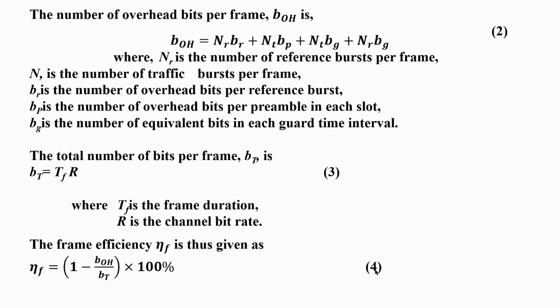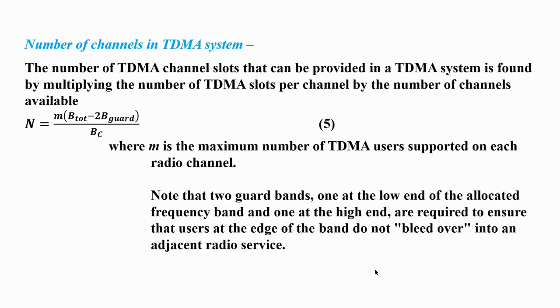The number of overhead bits per frame can be calculated with equation number 2. So B_OH is equal to N_r B_r plus N_t B_p plus N_t B_g plus N_r B_g. Here N_t is the number of traffic bursts per frame, B_OH is the number of overhead bits per frame, B_p is the number of overhead bits per preamble, and B_g is the equivalent guard time bits. The total number of bits per frame B_T is equal to T_f times R. So the frame efficiency of TDMA is given by the formula: efficiency equals 1 minus B_OH divided by B_T. Since we are measuring in terms of percentage, we need to multiply this by 100.